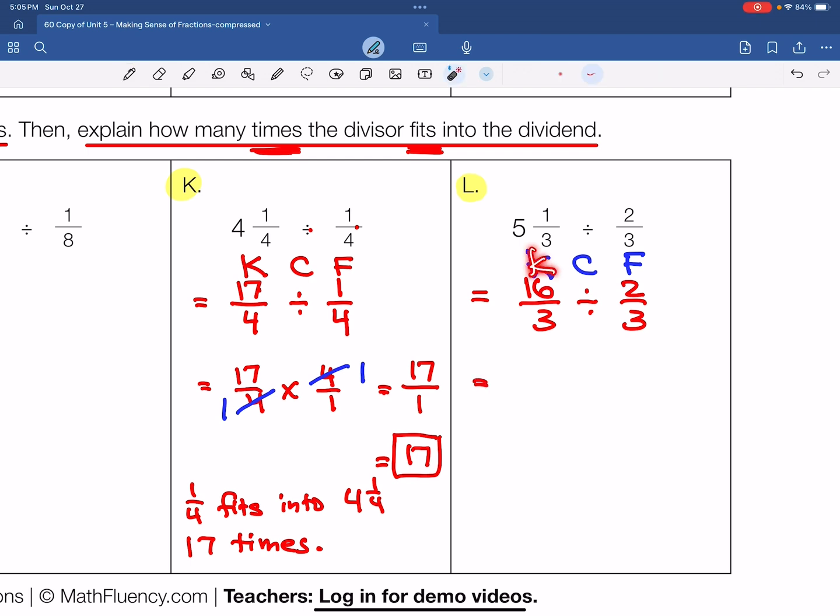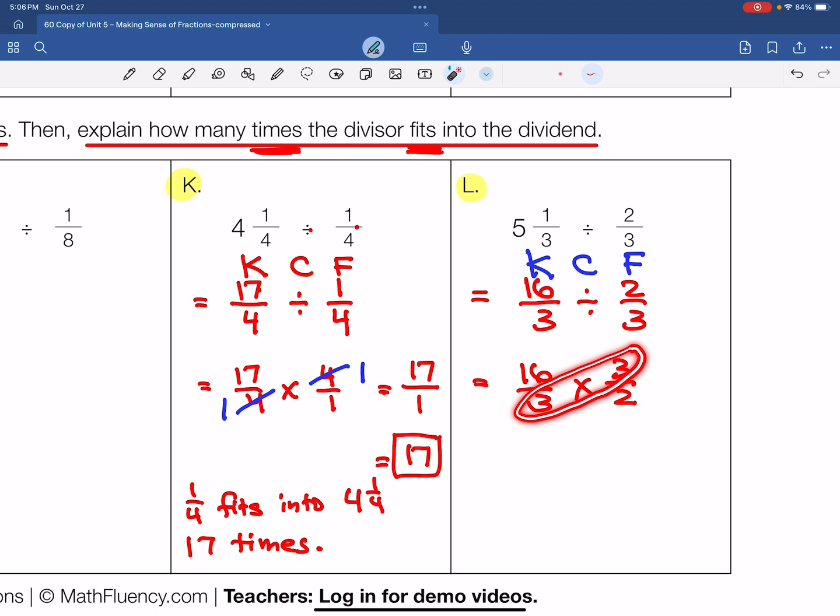So let's keep 16/3. Change division into multiplication. And flip 2/3 into 3/2. And now when you touch the operation, you'll see that it's actually multiplication, which is easier than division. So let's see if we can simplify first before we multiply. 16 and 3 will not simplify, and neither will 3 and 2, but we can check diagonals.